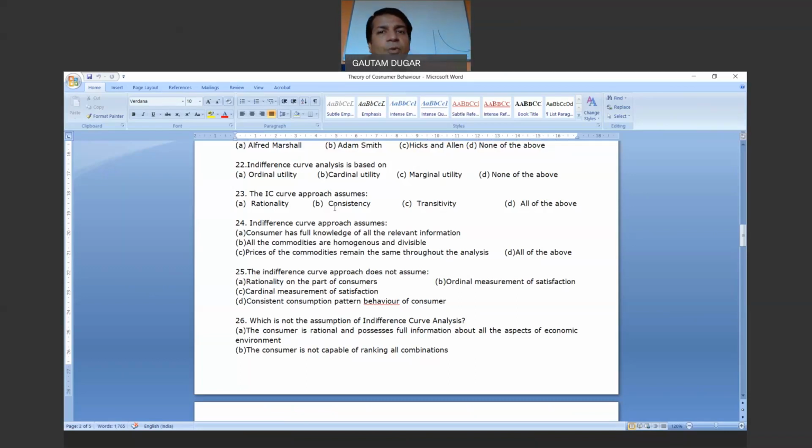Indifference kab hota hai? What is the meaning of the word indifferent or indifference? That is when we are impartial, anything will do. I suppose this combination or this combination or this combination. Suppose here we are measuring commodity A and here we are measuring commodity B. We measure two commodities A and B. And this A, B, C are different combinations on the indifference curve.